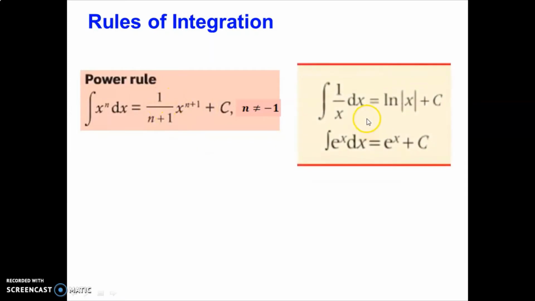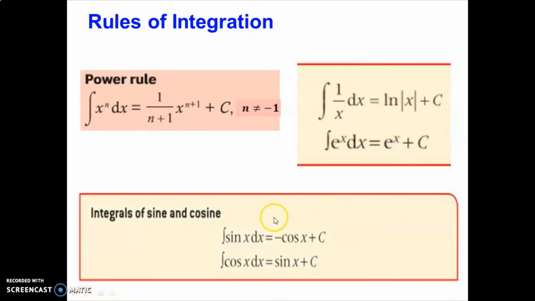All right, then we reminded ourselves the integral of 1 over x is ln x, and the integral of e^x is e^x. And last lesson, we also looked at sine and cosine. So the integral of sine x is negative cosine x, and the integral of cosine x is sine x.